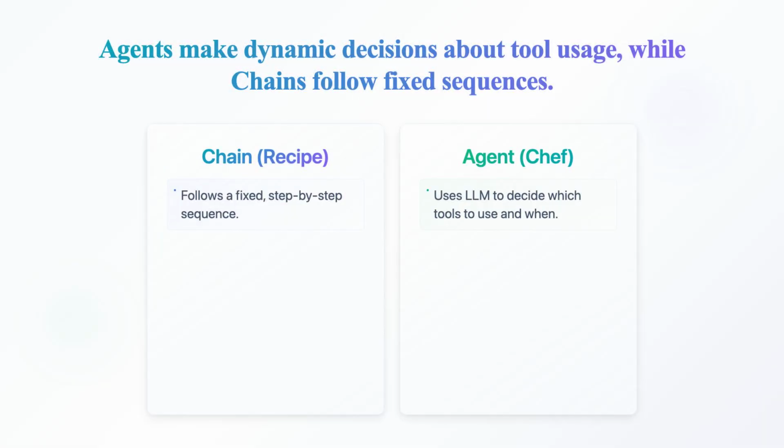An agent is more sophisticated than a chain. While chains follow a fixed sequence, agents use an LLM to make decisions about which tools to use and when. Think of a chain as following a recipe step by step, while an agent is like a chef who can improvise based on available ingredients. For our simple RAG chatbot, we'll use a chain since we want a predictable workflow, but it's valuable to know agents exist for complex scenarios.